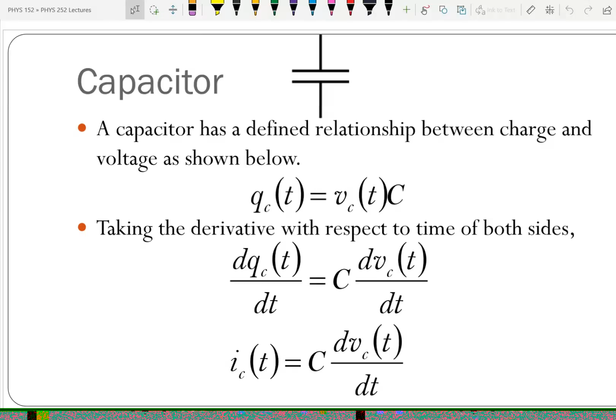And so if you take the derivative of both sides of that, you get dQ/dt is C dV/dt, since capacitance we're assuming is going to be constant. We're not fiddling with our capacitor. And thus, by definition, dQ/dt is current. So we have the current is C dV/dt. So now we have a calculus relation for the capacitor.